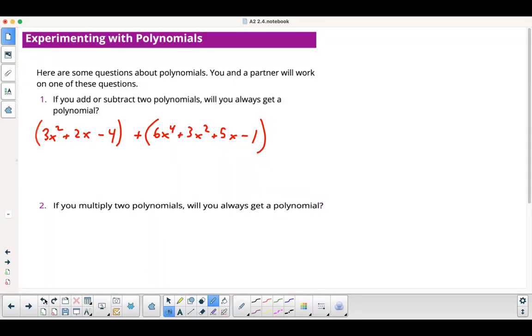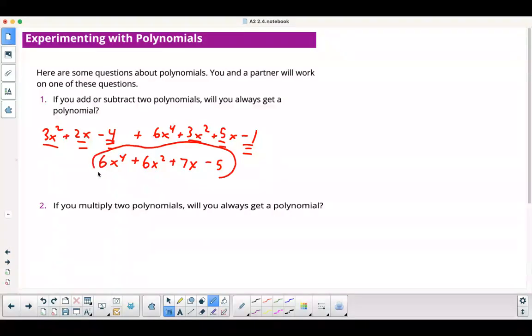I'm going to get rid of my parentheses though, and basically combine like terms. So I only have 1x to the fourth term. I have a 3x squared plus a 3x squared, so I add those and I get 6x squared. I have a 2x and a 5x, so I add my coefficients and I get 7x. And then these are my constants. Negative 4 minus 1 would be negative 5. So there's your answer. That's a polynomial plus a polynomial. Looks like it's still a polynomial.